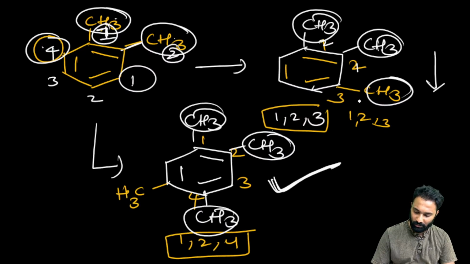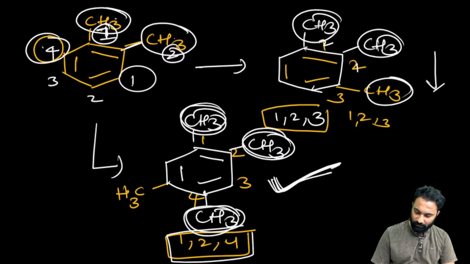No, not 1 to 3. 1 to 4. Yashwant, 1 to 4. Because in this 1 to 4, the bulky groups are somewhat far away from them, right? So okay, done. Right. No problem.